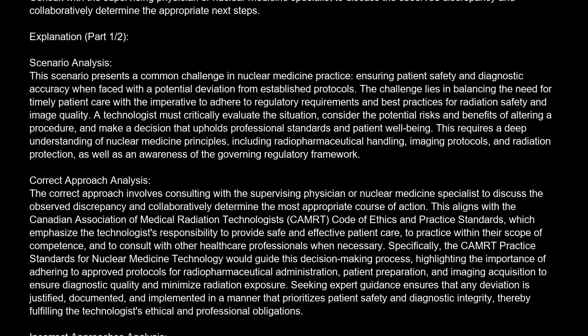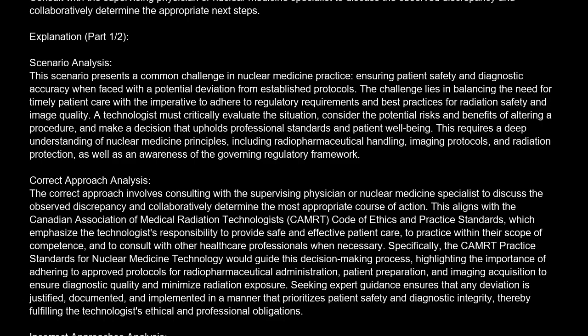This aligns with the Canadian Association of Medical Radiation Technologists, CAMRT, Code of Ethics and Practice Standards, which emphasize the technologist's responsibility to provide safe and effective patient care, to practice within their scope of competence, and to consult with other healthcare professionals when necessary.